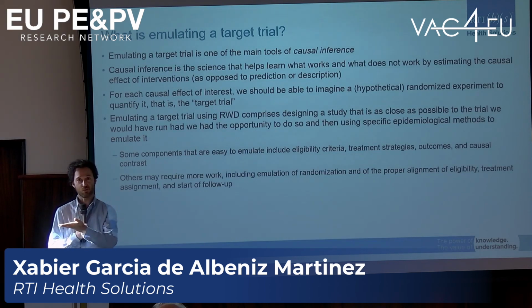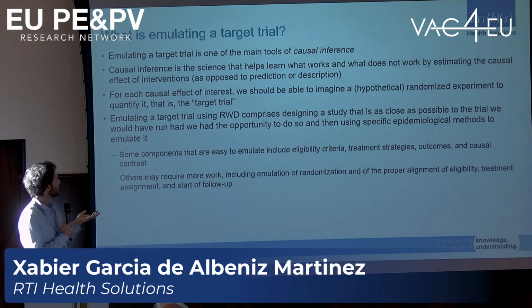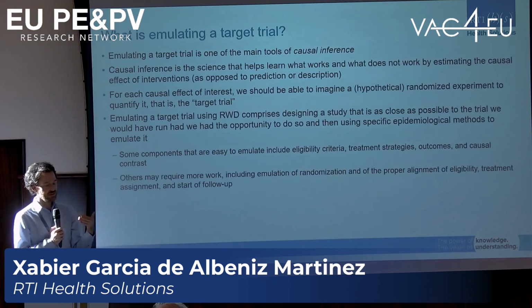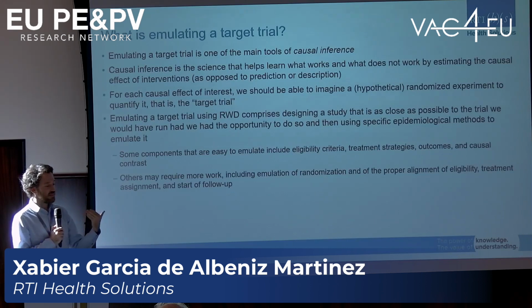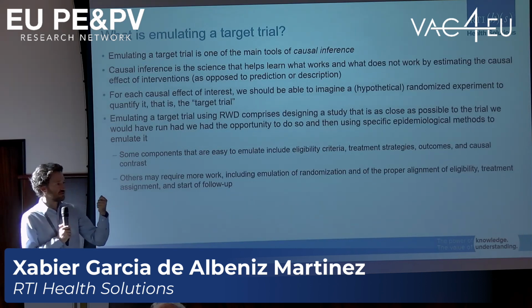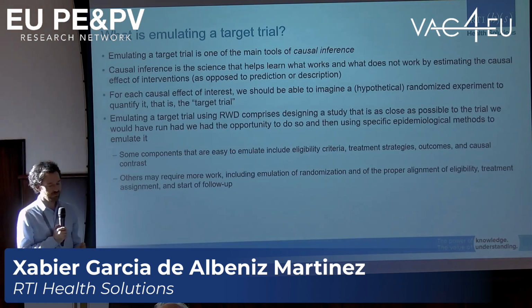If you have a causal question and you don't know what is the trial that would answer that question, you might need to rethink that question because maybe it's not causal. So emulating a target trial is very simple. You just come up with your hypothetical trial, which is what we saw in the prior slide, and then try to emulate each of the components of that target trial.